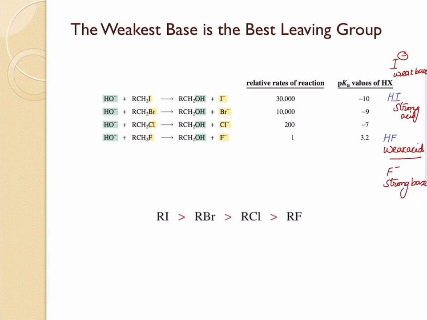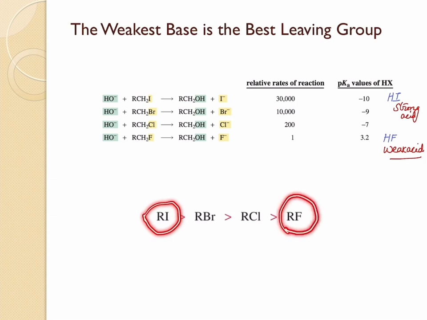And the I minus is also going to be the more stable base because of its larger size. When I minus leaves from alkyl iodide, it's going to be well stabilized because of its larger size, where the negative charge is more dispersed than in the case of F minus, and therefore I minus is the best leaving group in nucleophilic substitution reactions, and therefore alkyl iodides are more reactive than alkyl fluorides.